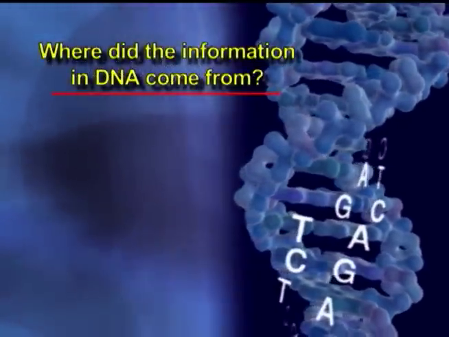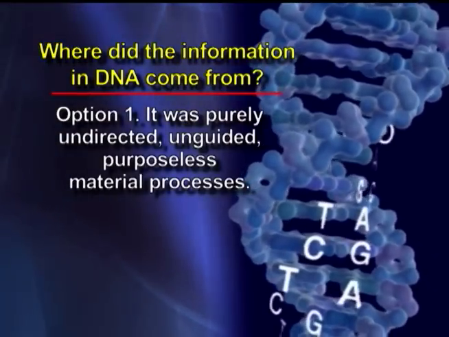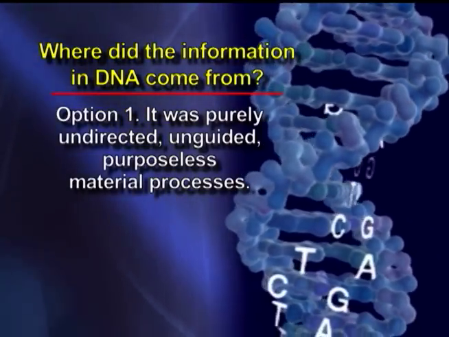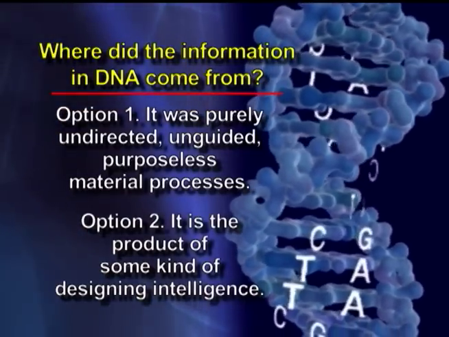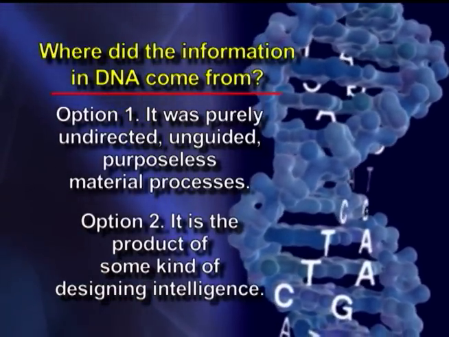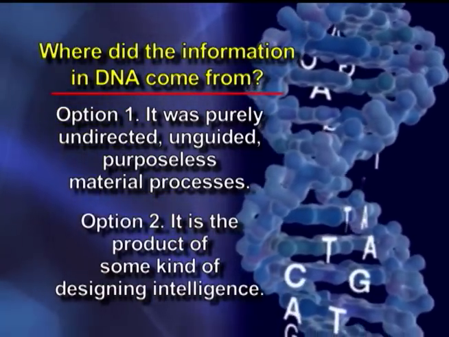And there's two basic answers. Either the information arose through purely undirected, unguided, purposeless material processes, or it's the product of some kind of designing intelligence, in what we call intelligent design. Those were the two options, and that's what I set out to investigate as I became fascinated with this question in the mid-1980s.